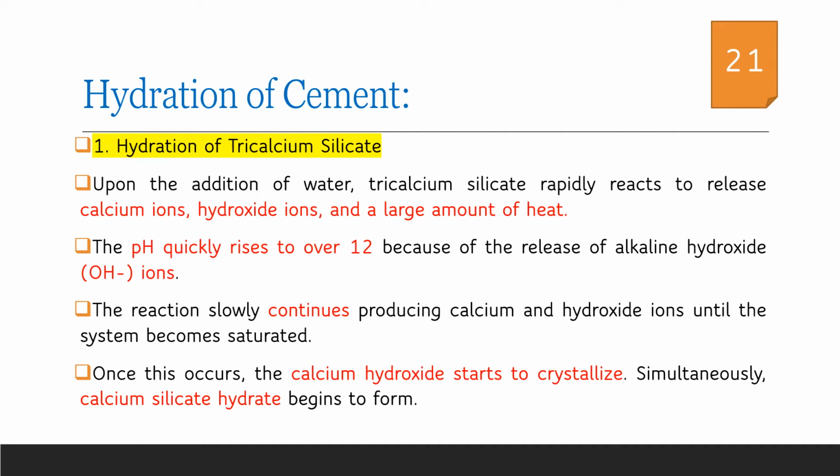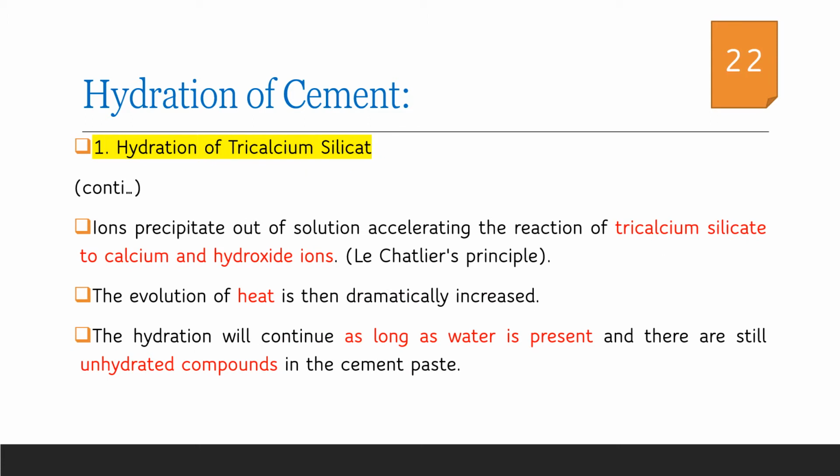Once saturation is reached, calcium hydroxide starts crystallizing. Simultaneously, CSH, or calcium silicate hydrate, also begins to form. Ions precipitate out of the solution, accelerating the reaction of tricalcium silicate to calcium and hydroxide ions. The evolution of heat is also dramatically increased. The hydration will continue as long as water is present or unhydrated compound is present in the cement paste.